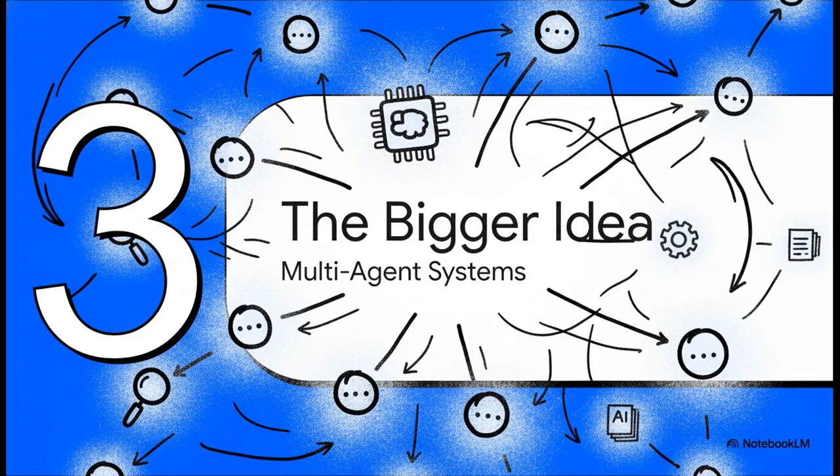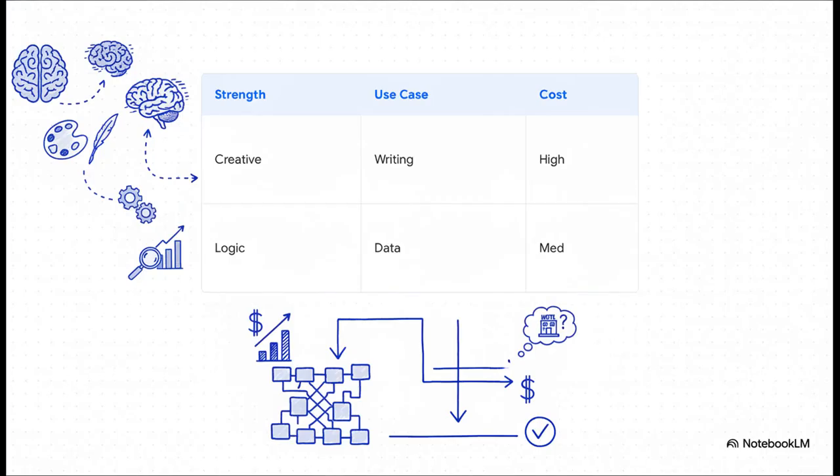Finally, let's zoom all the way out to layer 3, the bigger idea. We are entering bleeding-edge territory now. This is where we shift from building simple, single-task chatbots and look toward a future driven by automated, multi-agent AI systems. Because not all models are created equal, understanding model selection is absolutely vital.